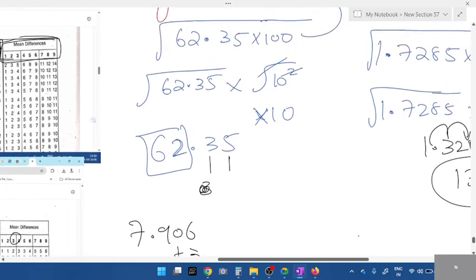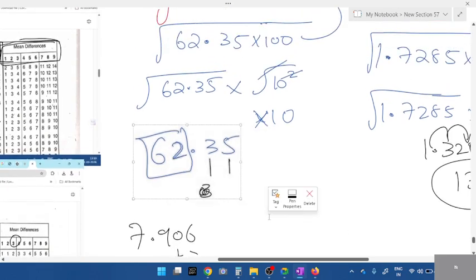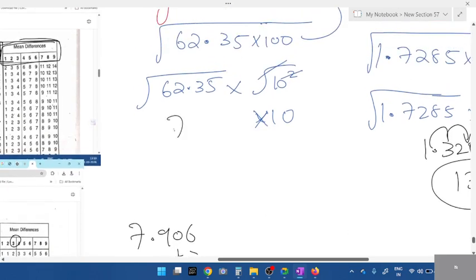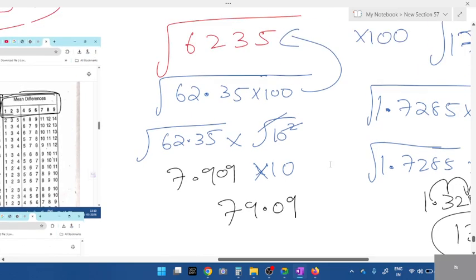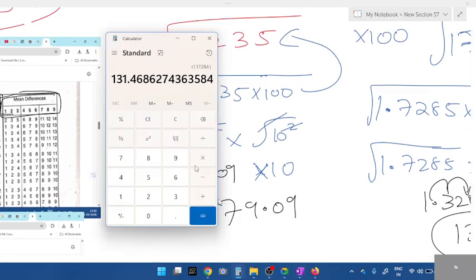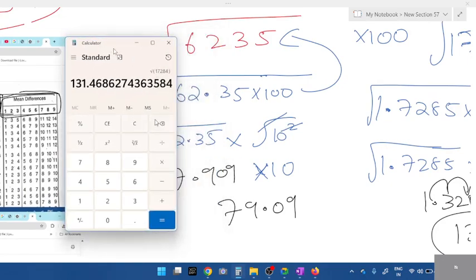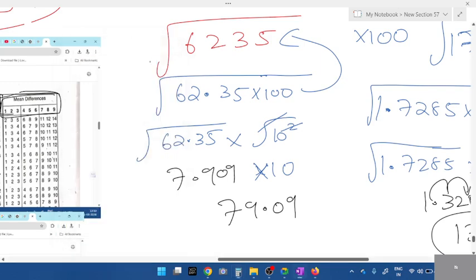And there was one 10 here, which you have to multiply. 7.909. If you multiply by 10, you'll get 79.09. What's the question? 6235. Okay, 6235, 79.09, 78.96. Somewhere I've made a mistake.